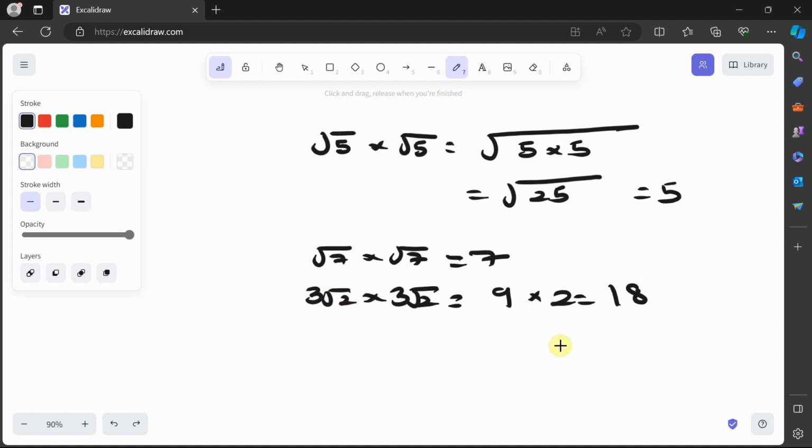Root 2 times root 2 is 2, because it's the same value. But if it's just singular, like 7 and 7, you don't need to stop at 7. Root 7 times root 7 will give you 7. Root 5 times root 5 will give you 5.